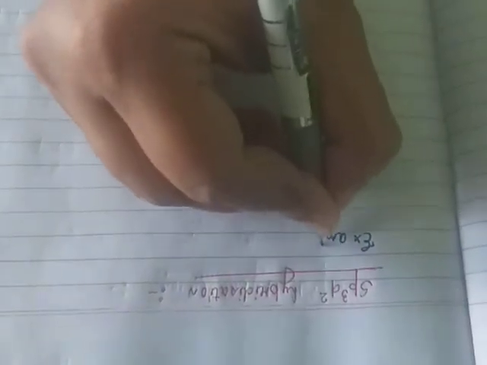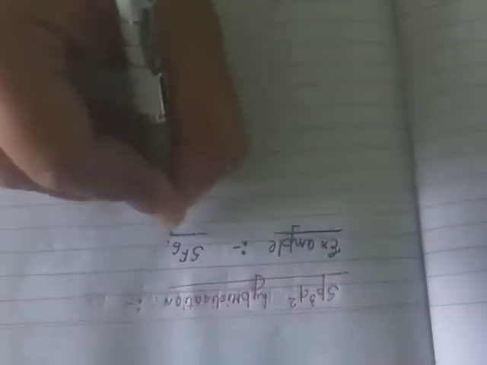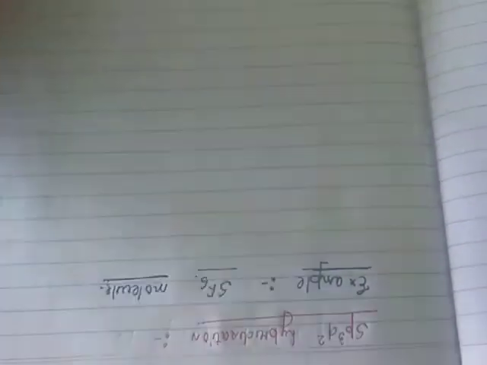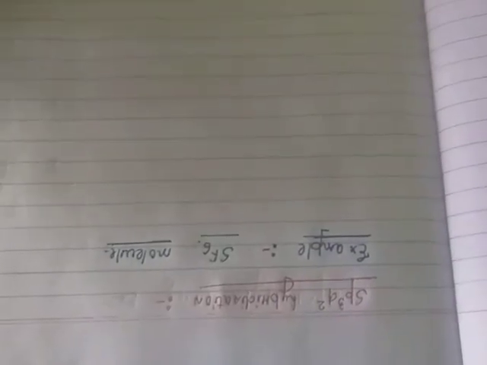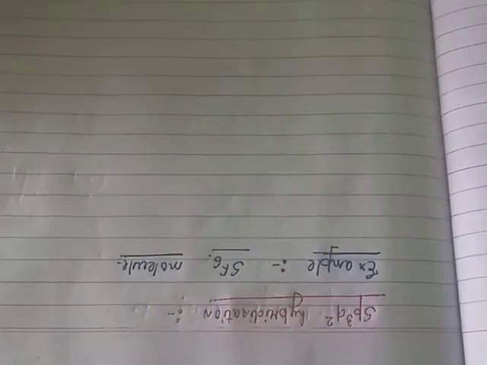sp3d2 hybridization. The example is another superoctet or hypervalent molecule, that is sulfur hexafluoride, or SF6 molecule. It's obvious that sulfur is the central atom and all fluorine is the surrounding atom. There would be 6 sulfur-fluorine bonds.